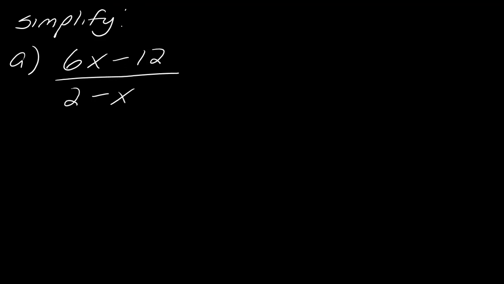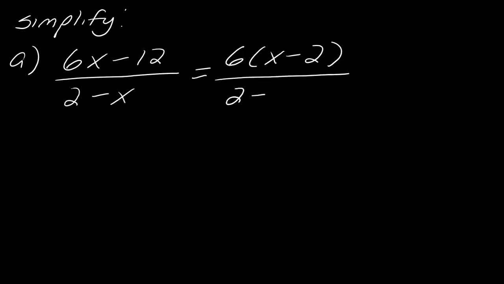So I'm going to simplify by first factoring 6 out of the top. That's going to leave me with 6 times x minus 2. And then in the bottom, I've got this 2 minus x. And then I see, oh, I've got this and this. Oh, I can't cancel them out. Now I know I have to do the -1 trick.